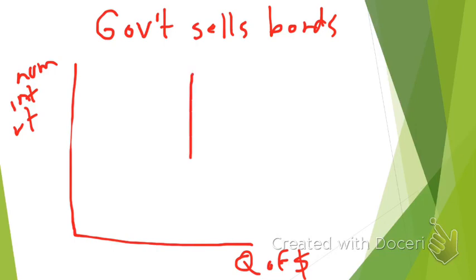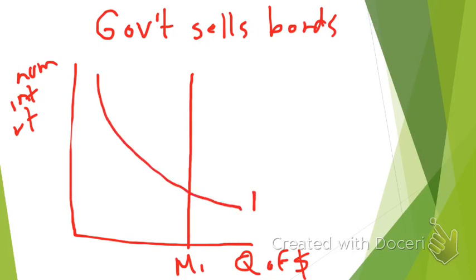We know the money supply is perfectly inelastic. It doesn't change with the interest rate. Just the Fed controls it, and changes it by buying and selling bonds. And then our money demand is a downward sloping curve. There's money demand. This curve, we label money supply 1.